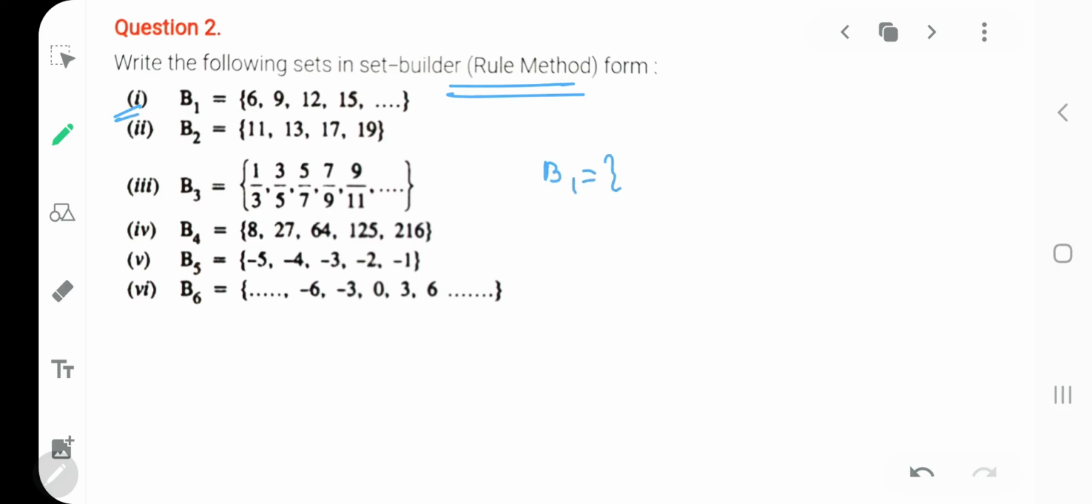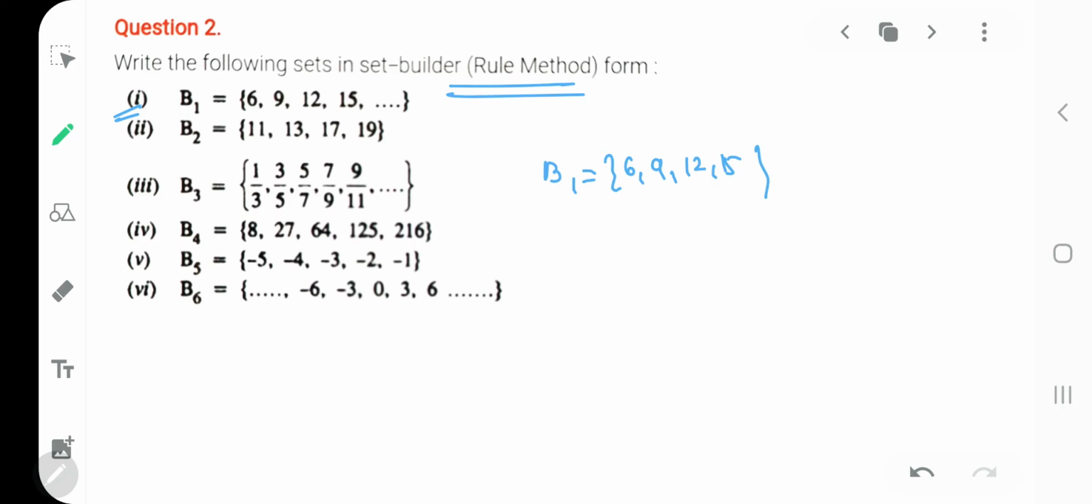B1 is equal to 6, 9, 12, 15. When you see such kind of numbers, what kind of equation are you getting in mind? Just one second. Yes. So what kind of equation are you getting in mind?